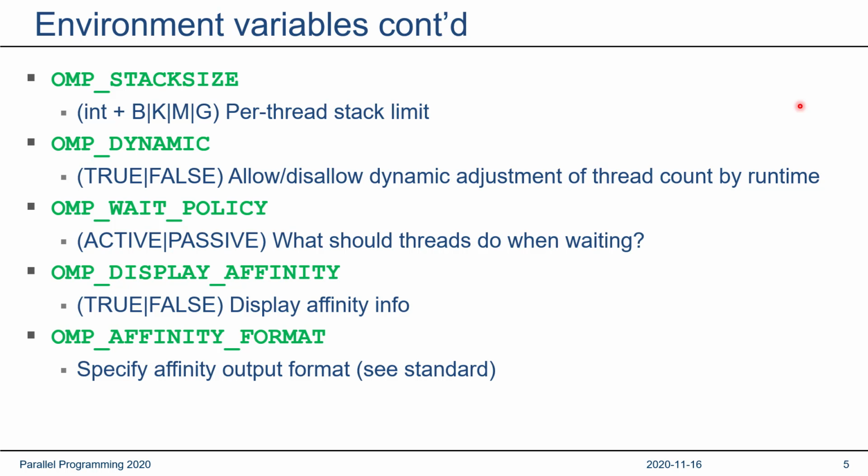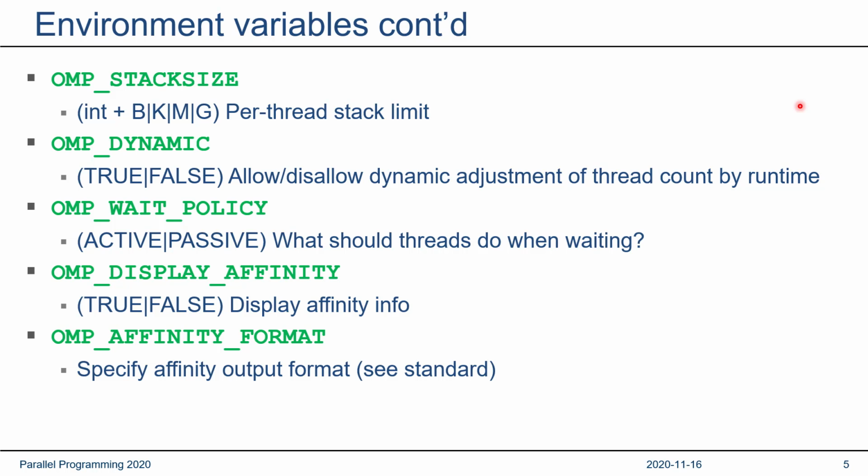OMP_DISPLAY_AFFINITY gives you a way to print at runtime the affinity info, so which thread is pinned to which part of the hardware. You can set it to true or false. It's a very nice way of looking at your affinity and whether it's done the way you want it to. There's even another variable, OMP_AFFINITY_FORMAT, that you can use to specify the exact output format. So there's a lot of options, and please consult the standard to look up what can be done here. So this is a very flexible option, and it's nice.